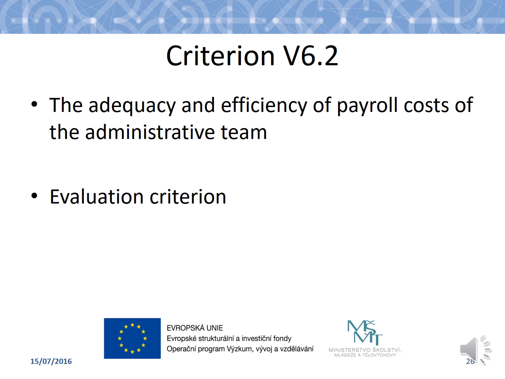Criterion V 6.2. The adequacy and efficiency of payroll costs of the administrative team. Payroll costs must comply with the 3E rules. The costs of administrative team must be adequate in terms of both FTEs, due to the need to provide for the administrative part of the project, and also in terms of setting the amount of these costs. Criterion V 6.2 is evaluation criterion.